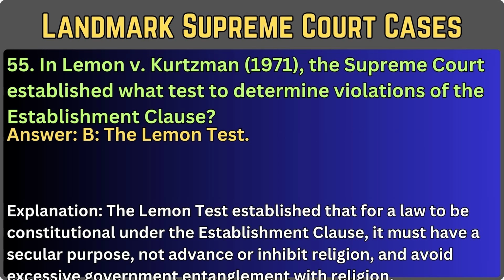Answer: B. The Lemon Test. Explanation: the Lemon Test established that for a law to be constitutional under the Establishment Clause, it must have a secular purpose, not advance or inhibit religion, and avoid excessive government entanglement with religion.